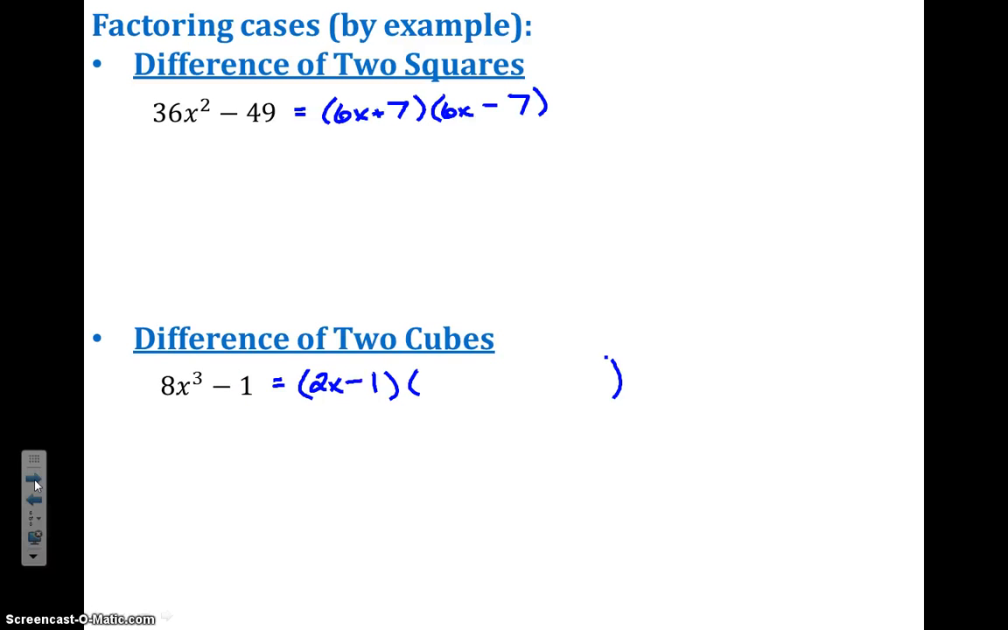sign. For the first term in my trinomial, I'm going to take the first term of my binomial and square it. I square both the coefficient and the variable. That gives me the 4x squared. For the last term, I'm going to take the last term in my binomial and square it, which would be a positive 1, 1 times 1 being 1. And then the middle term has to have the opposite sign of what we have right here. And it's the product of the two terms in the binomial, so I end up with 2x right there. And so my factors are 2x minus 1 times 4x squared plus 2x plus 1.